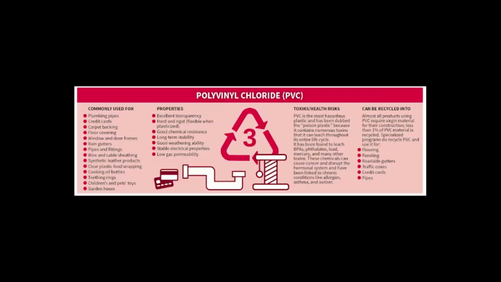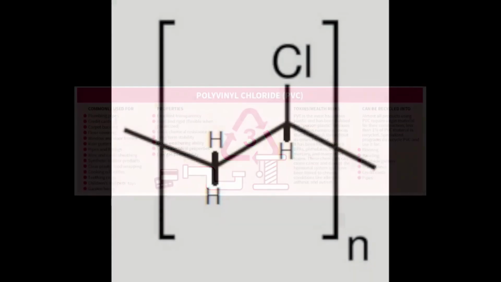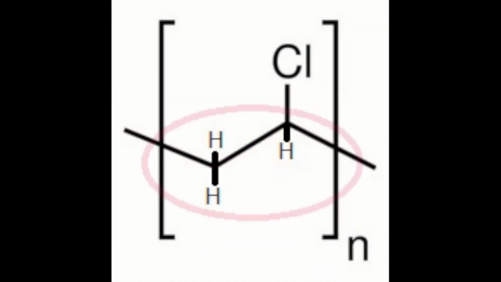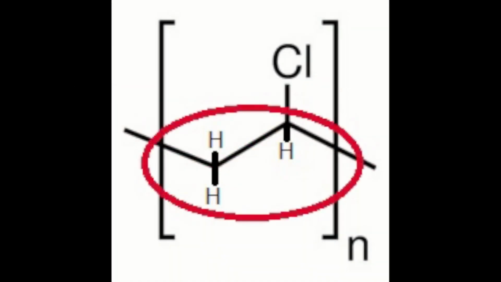Plastic 3 is PVC, or polyvinyl chloride. PVC is harder and more rigid than the other plastics. It has the ability to withstand weathering. The plastic is also able to maintain its structure over a long period of time. The structure is a vinyl group, which is the CH2 bonded to the CH, with a chloride attached.